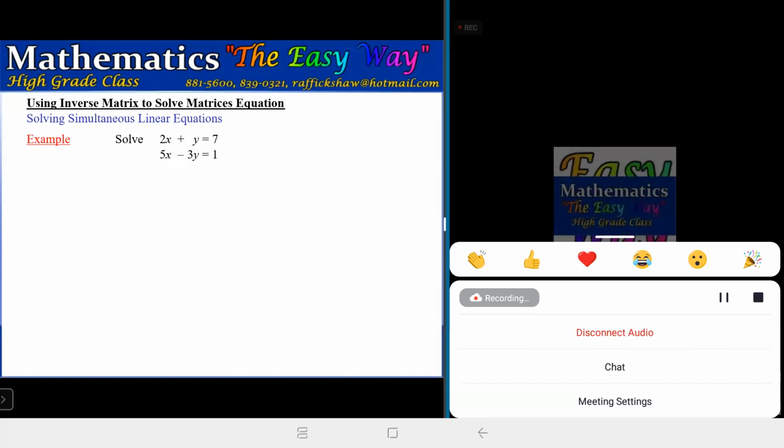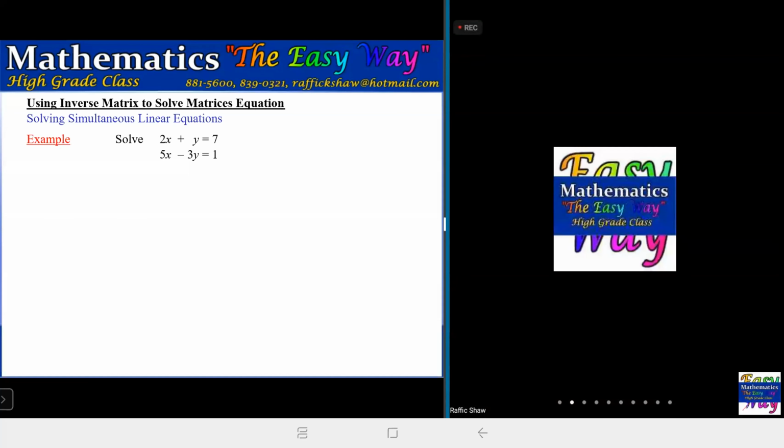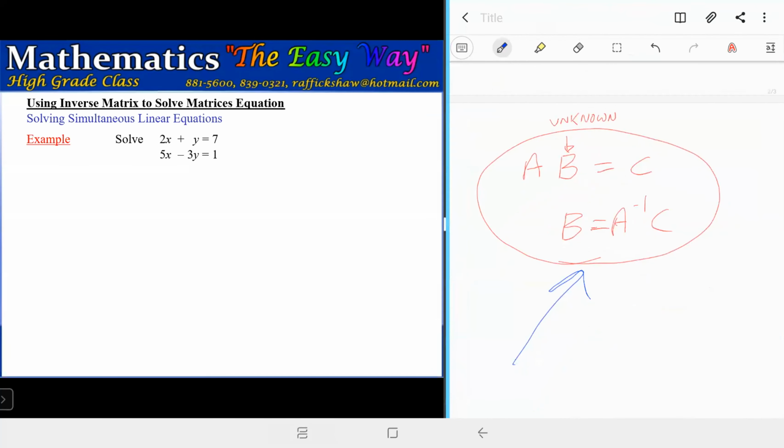All right, guys, let's get back to it. Right. All right. So back to the simultaneous equations that we use a matrices method to solve. Pay attention, everybody.